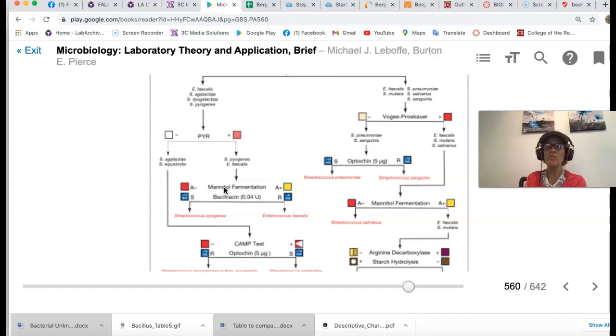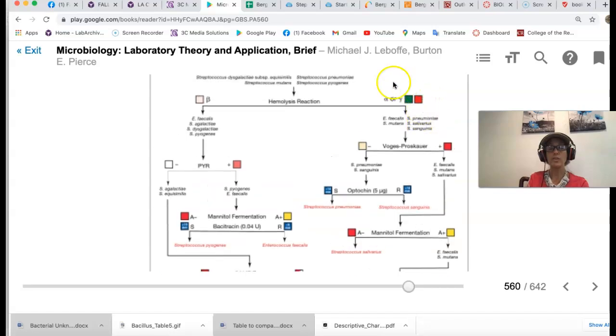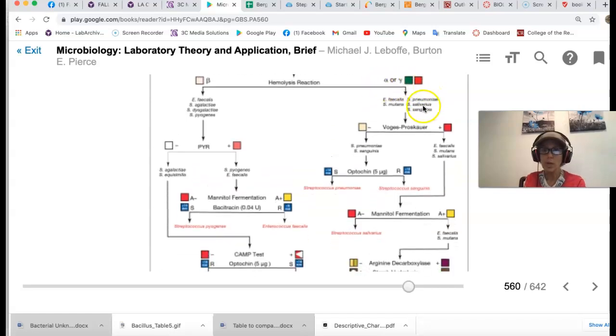You would need to look at your phenol red broth mannitol fermentation because the mannitol salt plate has high salt and killed these. But we do have the phenol red broth with mannitol, and if the fermentation of mannitol is negative, that leads us to Streptococcus pyogenes, and if the mannitol fermentation was positive, that leads us to Enterococcus faecalis. If our hemolysis was alpha or gamma, we have on this side only one possibility from our list of 12 unknowns, and that is Enterococcus faecalis.